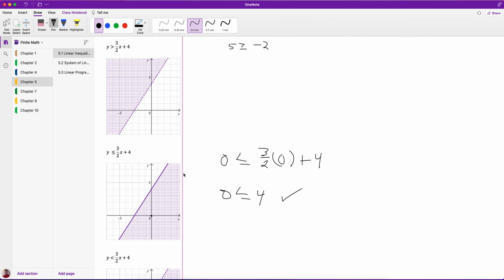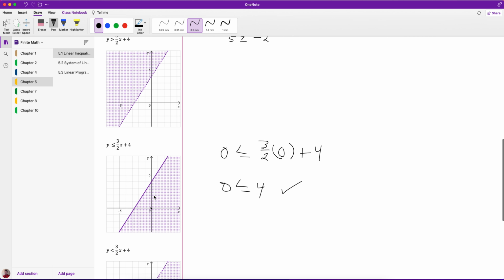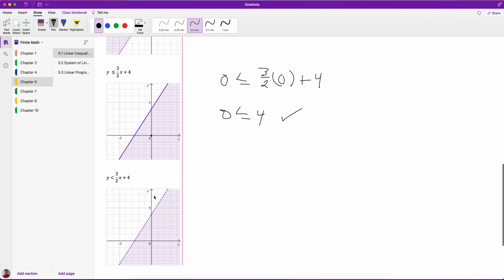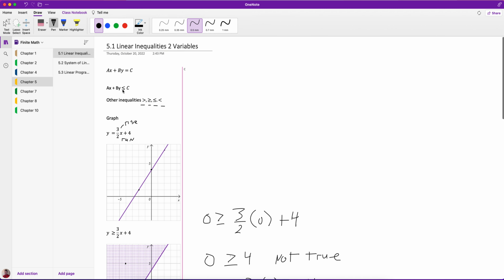So a quick recap, you graph just like it was a line y equals mx plus b. And then you figure out which side to shade by trying points in the equation. And there's another one with the dashed line because it's not greater than or equal to. So that is the foundation of inequalities.